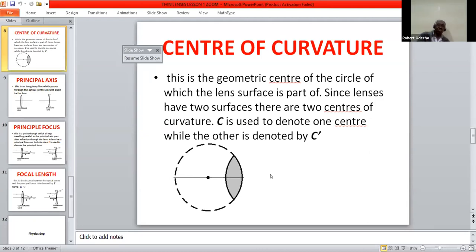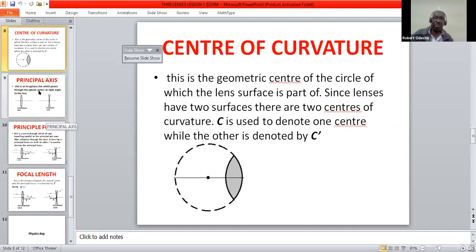Since lenses have two surfaces, there are two centers of curvature. So we are approaching it from two circles. A circle must have a center. So circle one has center one, circle two has center two. How did I get the circles? Because of those surfaces, I completed them. So I've completed one, you can also complete the other to have the figure of center two. But as we move on, we will not be using the two, but they will be very useful, especially in concave diverging. So we have done optical center, we have done center of curvature.